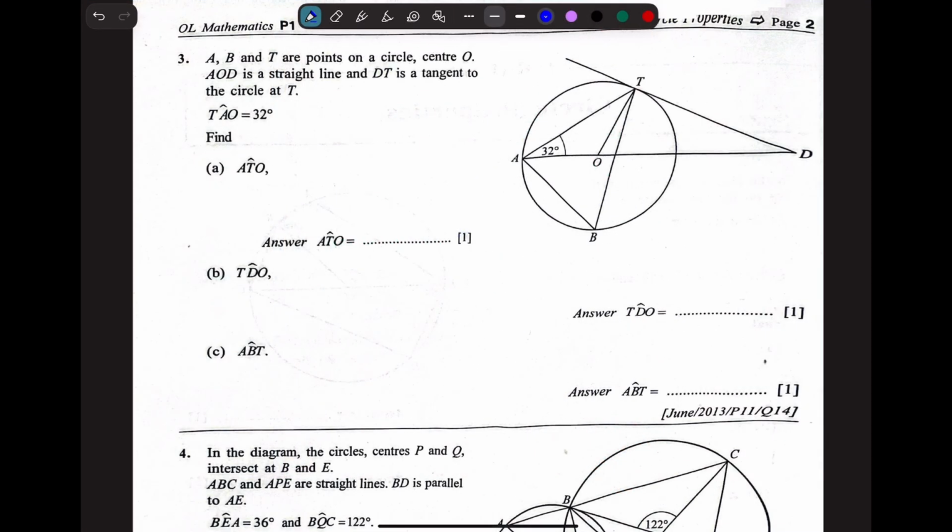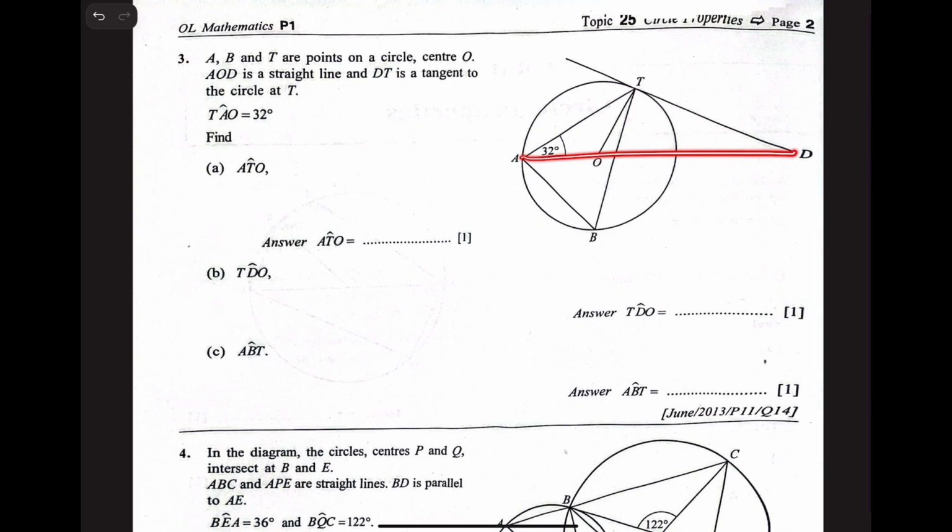Okay, so A, B, and T are points on a circle with center O. AOD is a straight line. AOD is a straight line, and DT is tangent to the circle at T. So DT is tangent to the circle at T. TAO is 32 degrees. Find ATO.